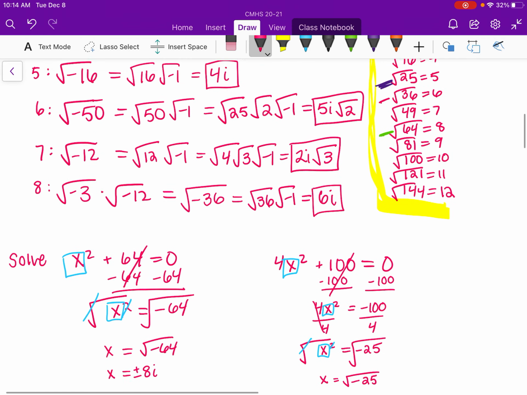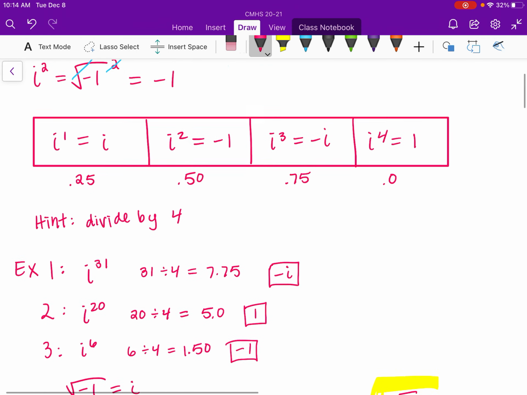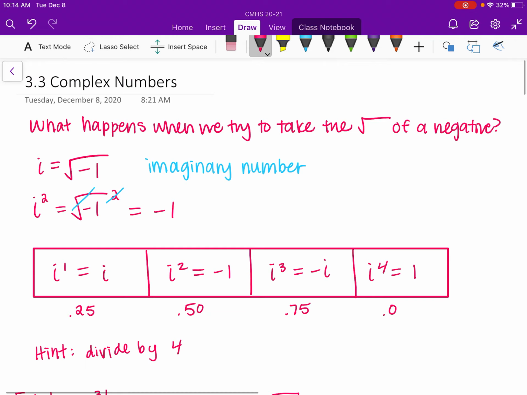So that is part 1 of these numbers. It's very new, so I understand if you need help, just join me on Teams this week.